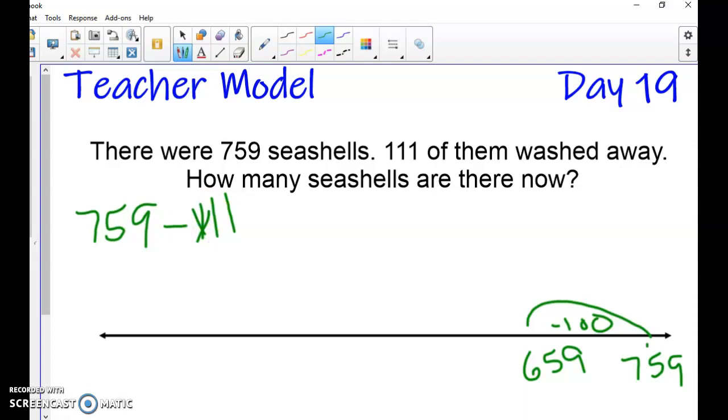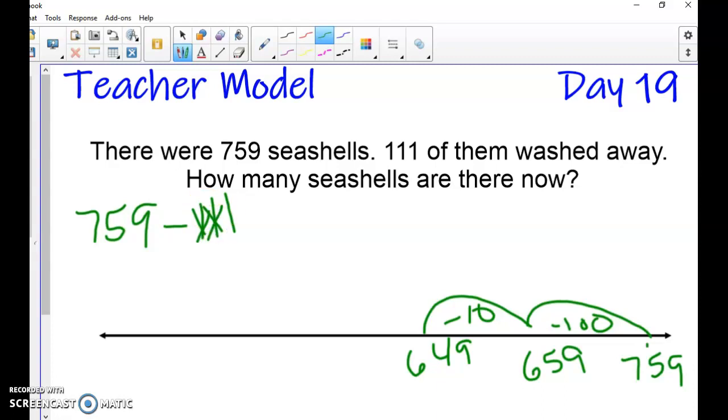Now I'm going to subtract my tens, which means my tens place is the only number that's going to change. So 659 minus a 10 is 649. You know that 5 minus 1 is 4. So 5 tens minus 1 ten is equal to 4 tens. 50 minus 10 is 40. So 659 minus 110 is 649.